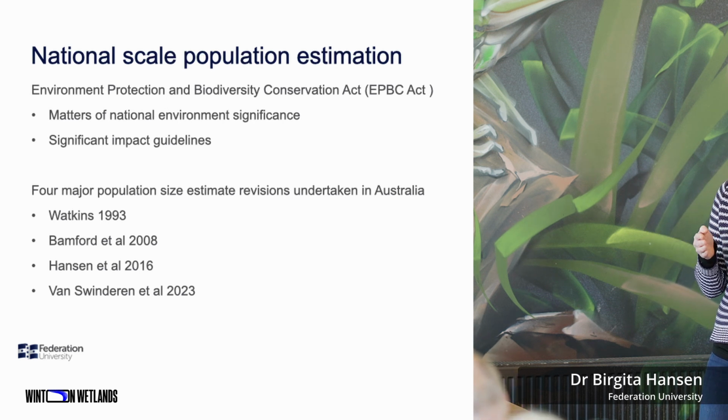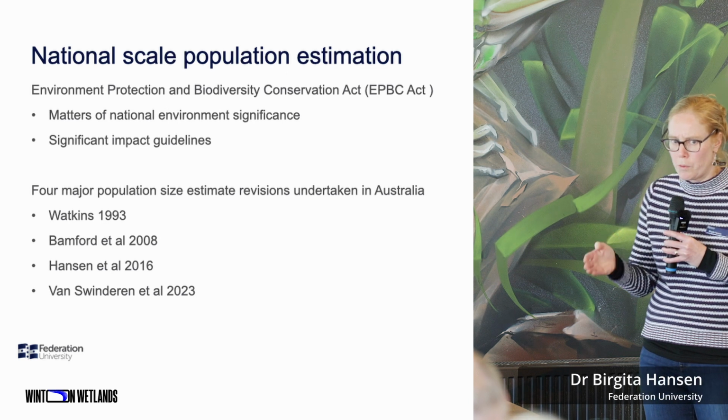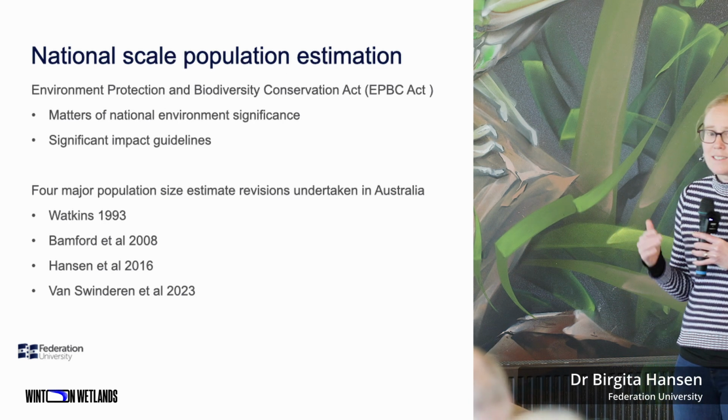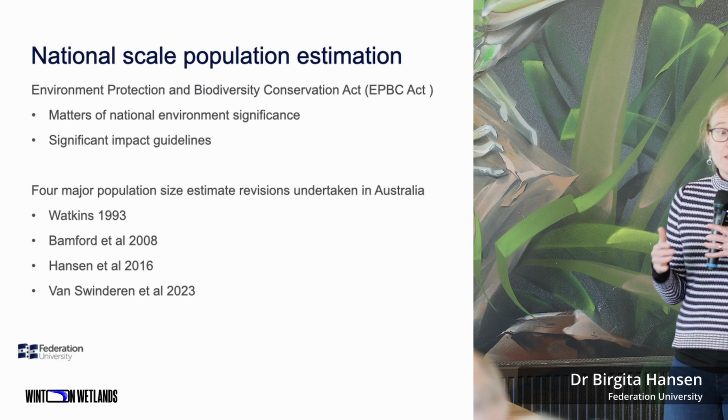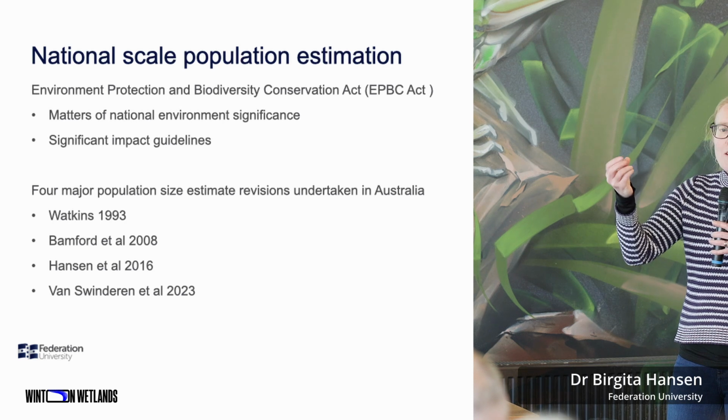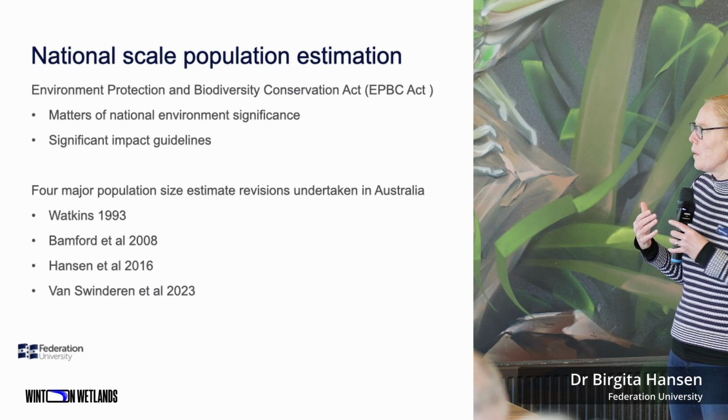So the 1% for international importance and 0.1% for national importance. That's how we assess those. We assess sites based on those. So you can see that everything comes back to having that waterbird abundance data.